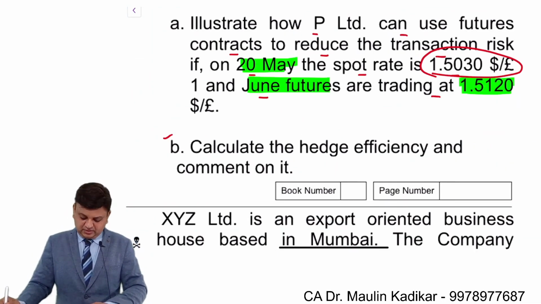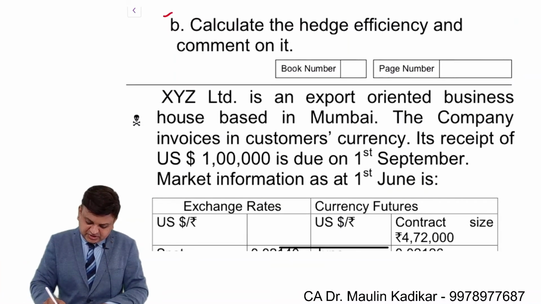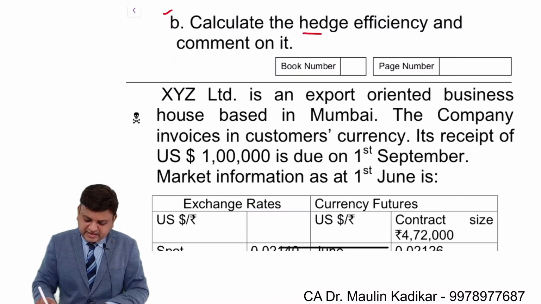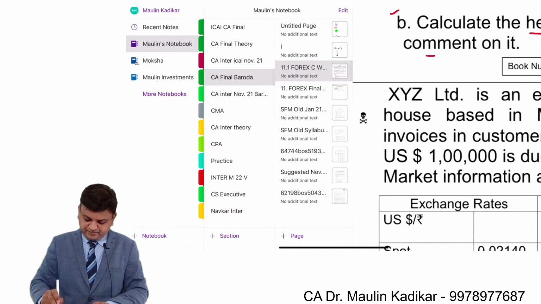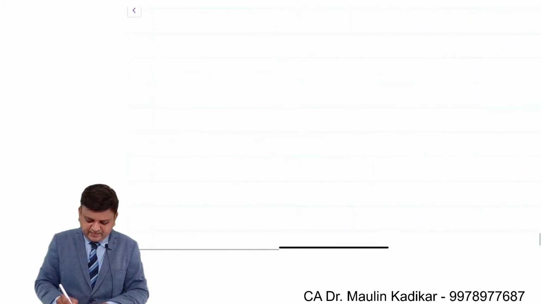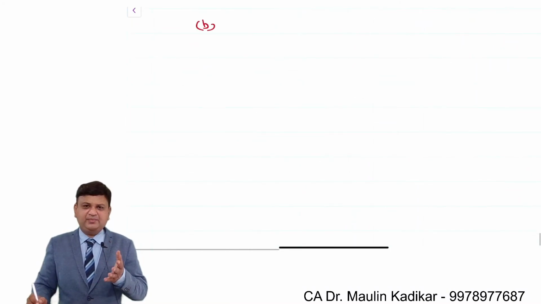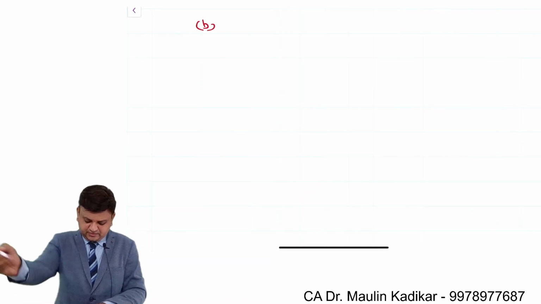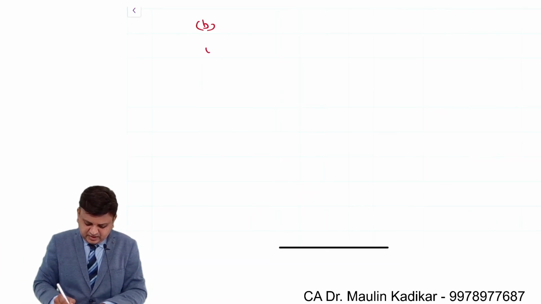B part of the question. The question says that you are required to calculate the hedge efficiency and comment on it. So, the answer for the B part of the question. Very simple. I will just explain how to do the answer. Write the answer along with me.